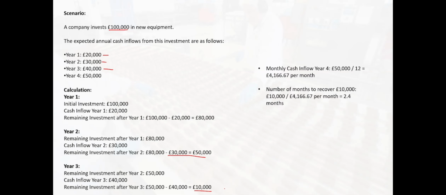Show your workings. And then what we're looking for is we're going to take that 50. We're going to find out what the monthly is. We're then going to take how much money we need, which is the 10 grand that's left over. We're going to divide it by the monthly so we can work out how many months it is. 2.4 months, 1, 2, 3, plus 2.4 is 3 years and 2.4 months. If the question says rounded to the nearest month, you could put 3.3. You can't put 3.2 because you'll miss your payback target, remember.